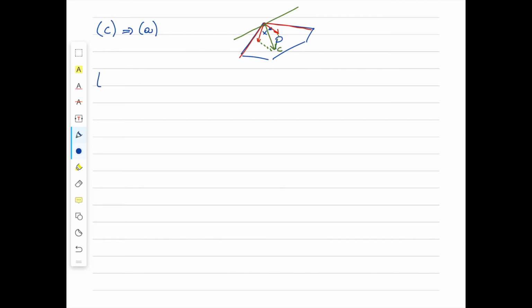So let x star be a basic feasible solution and let I be the index set of the active constraints at x star.